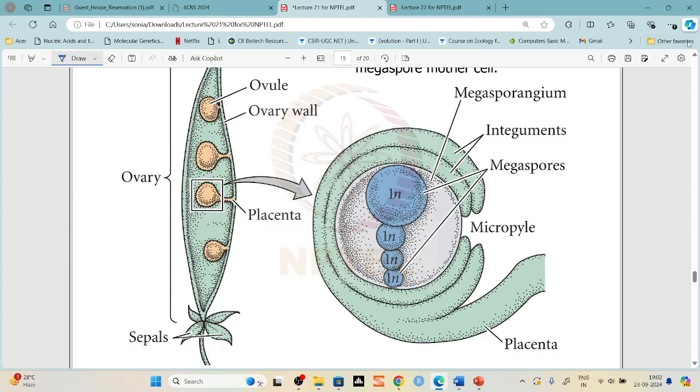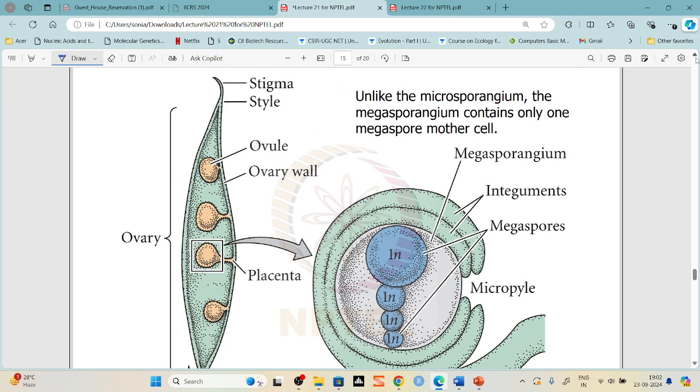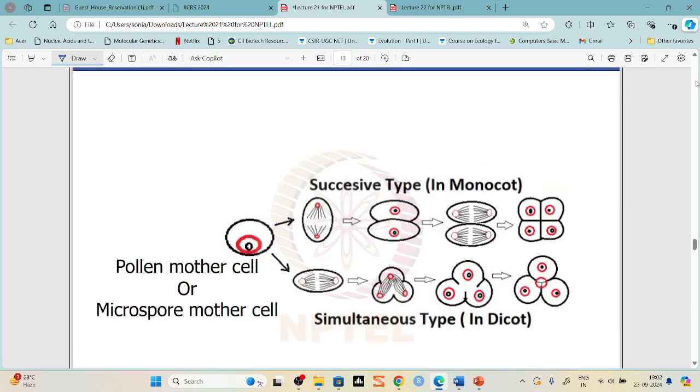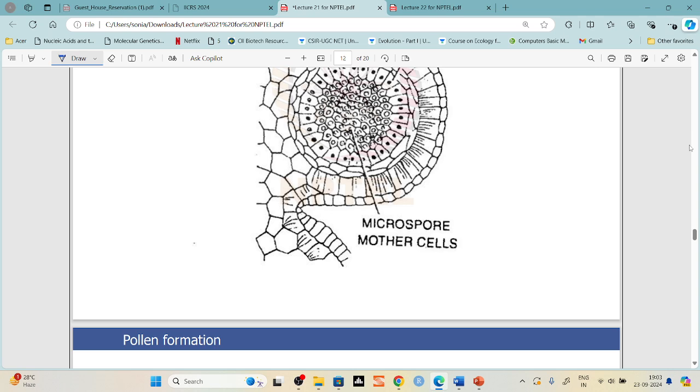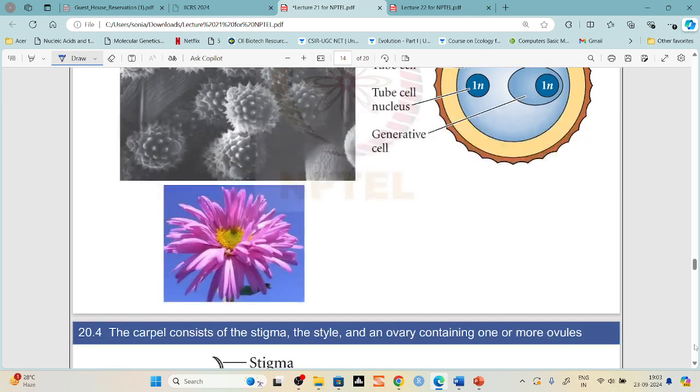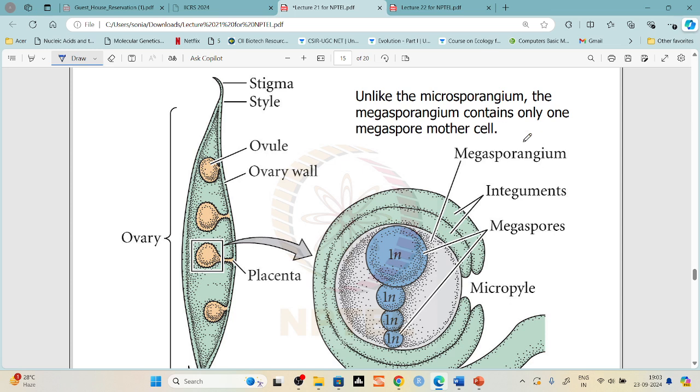And this is your female megasporangium. And your microsporangium, you see here. These are microspore mother cells. But in the case of females, you have only one mother cell, only one megaspore mother cell. Unlike the microsporangium where there are numerous, in the megasporangium you have only one megaspore mother cell. This is stigma, this is style, ovule, and this is the ovary wall.